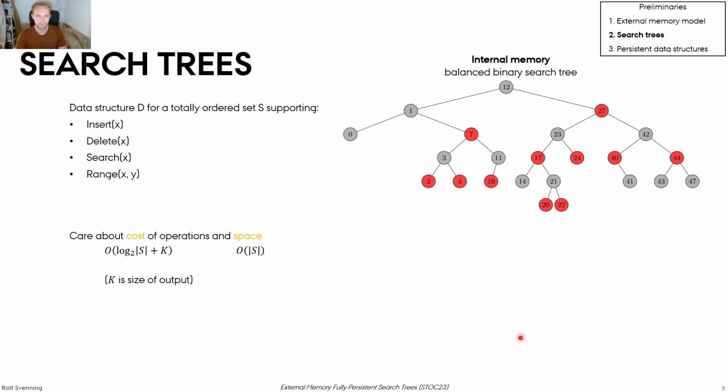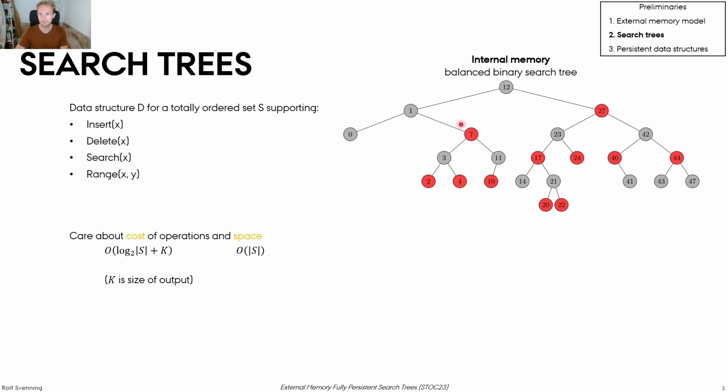Next up, we have something familiar, which is search trees. So what we think of as search trees in this paper is just a data structure which for some totally ordered set S supports the following four operations. These are insertions and deletions of elements. It's the search for an element, which is actually a predecessor search for the element x. And then a range query, which just asks to report all the elements in S between x and y.